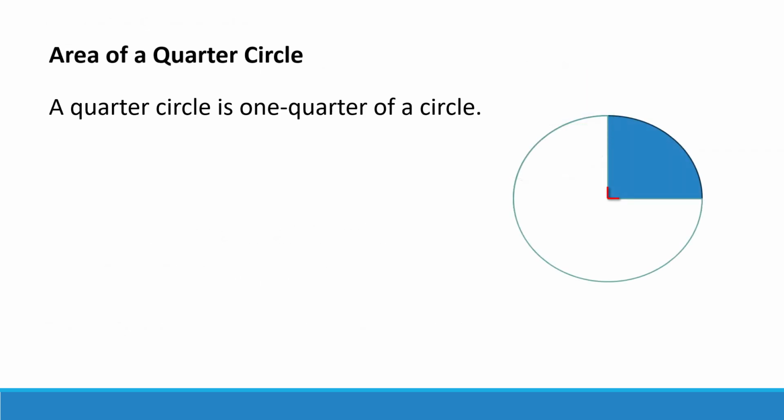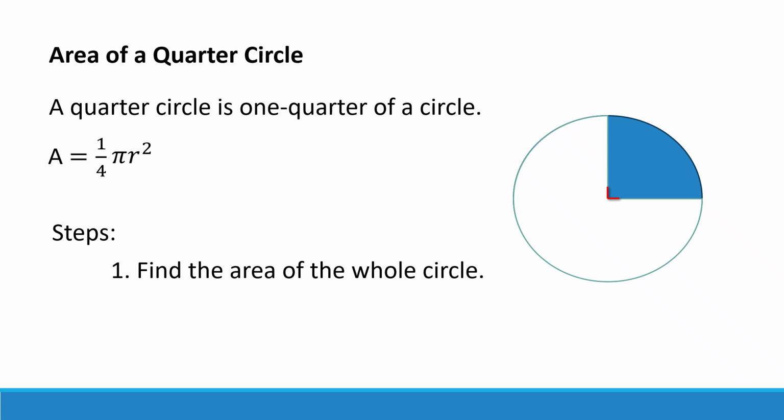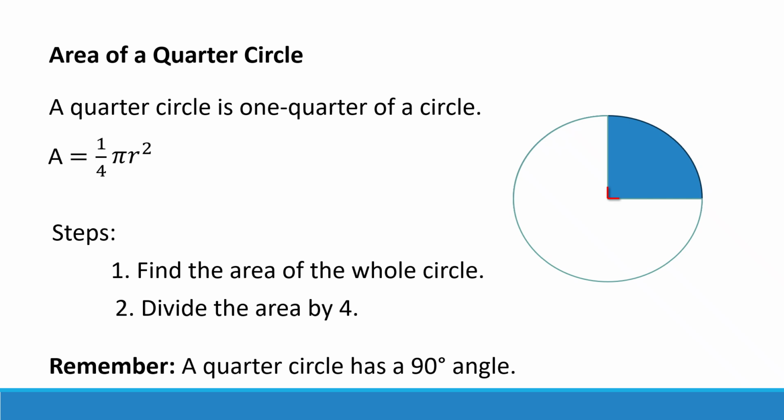A quarter circle is 1/4 of a circle. To find its area, we use 1/4 times pi times the radius squared. First, find the area of the whole circle. Then, divide the area by 4. Remember, a quarter circle has a 90-degree angle.